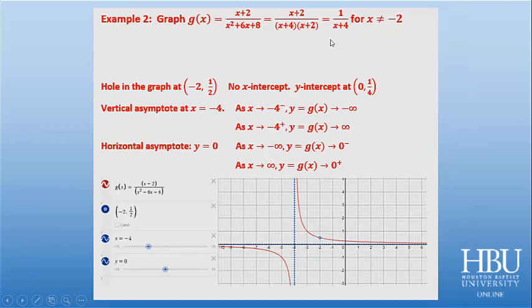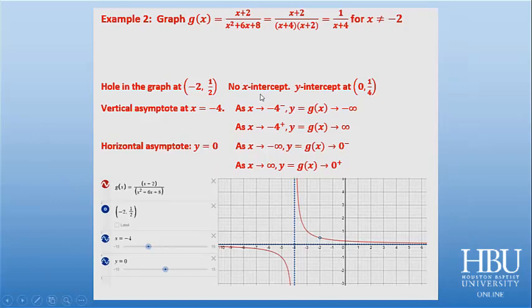Now, if I'm looking at 1 over x plus 4, I can tell that there is no x-intercept because there are no zeros of the numerator. The y-intercept would be 0, 1/4. If x is 0, y is 1/4. So 0, 1/4 is going to be the y-intercept here.